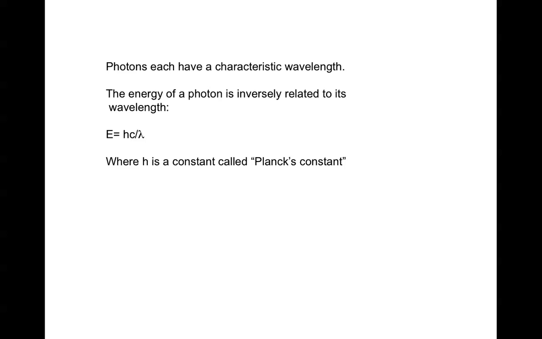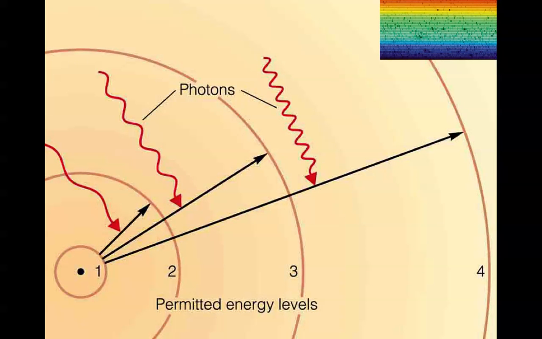These ions, the ionized atoms, have even different energy states. Why does this matter? Because photons each have a characteristic wavelength, and we talked about this before. The energy of a photon is inversely related to its wavelength. The energy is hc over lambda, where h is Planck's constant. What this means is that photons that correspond to the energy difference between two states of an atom can interact with it. So here, for example, you have a diagram of some atom, and photons are coming along. If the photon exactly matches the difference in energy between two states, it can be absorbed by the atom, and the electron in the atom can jump from one state to another.